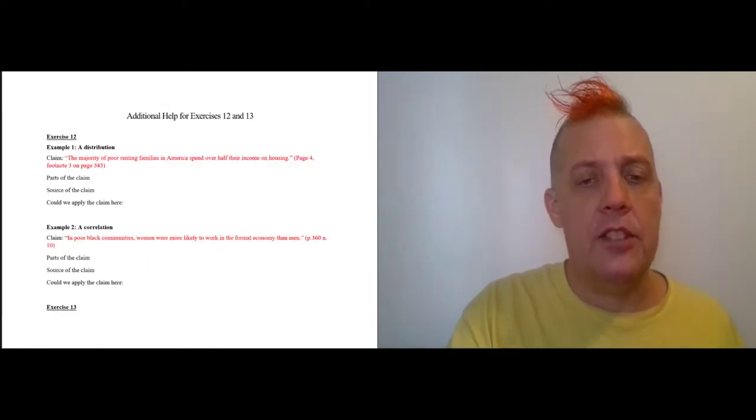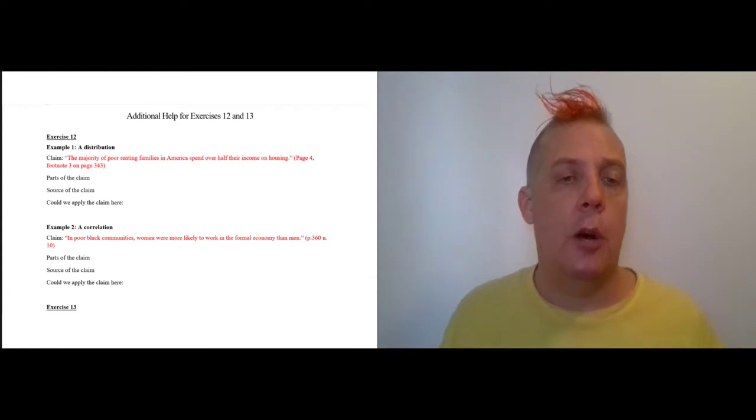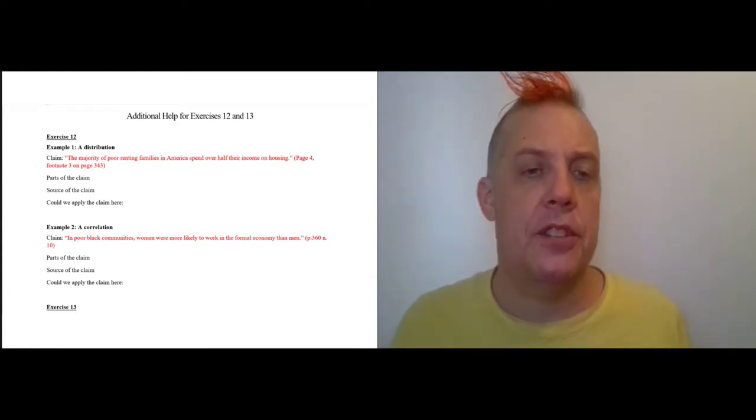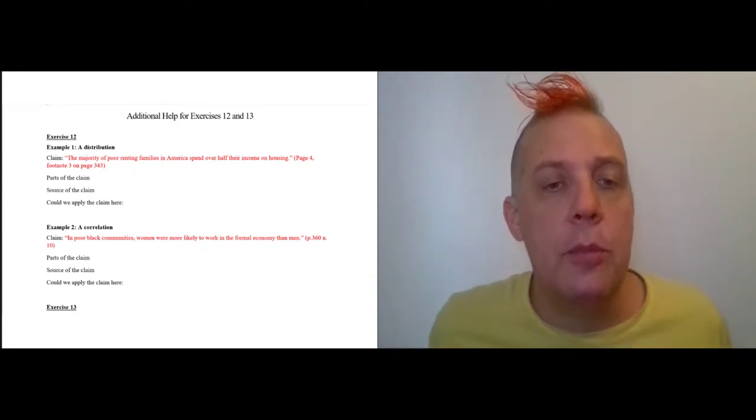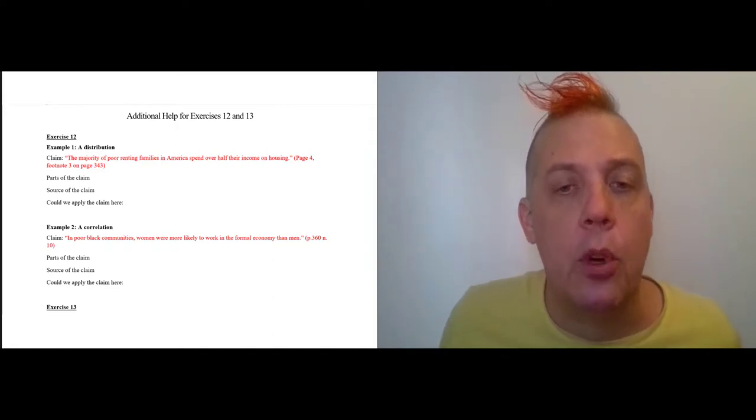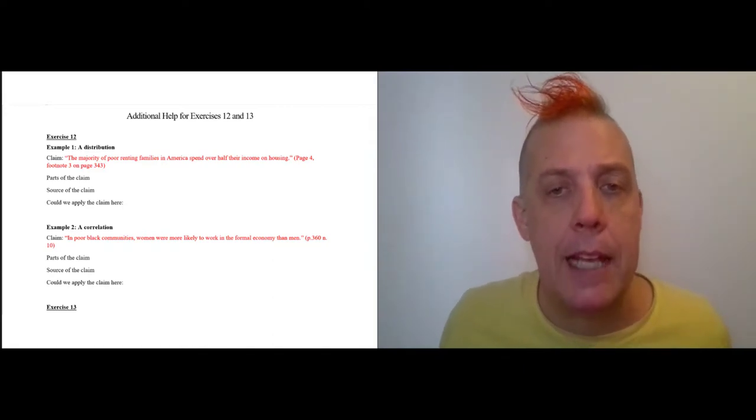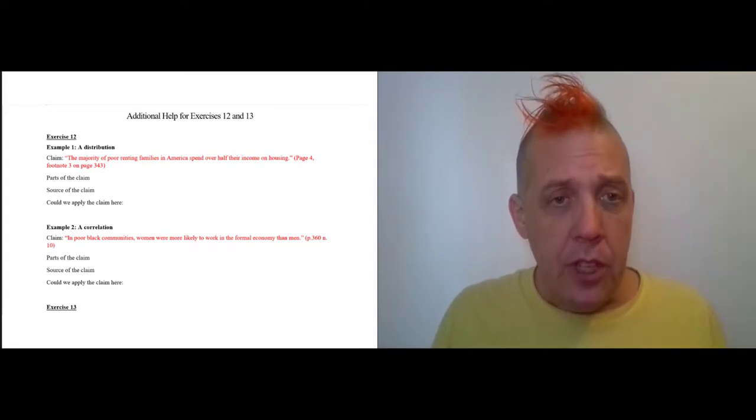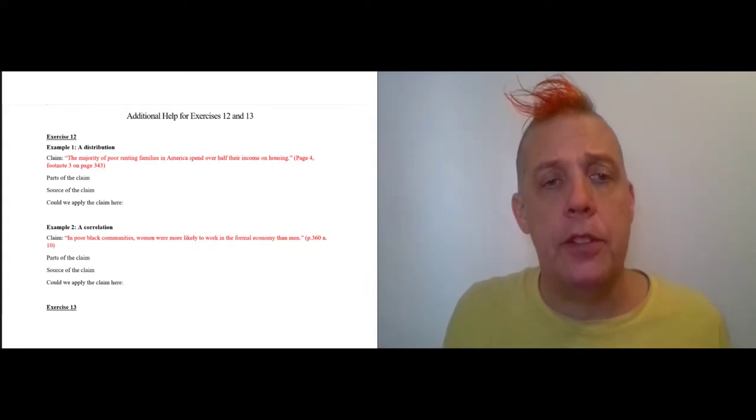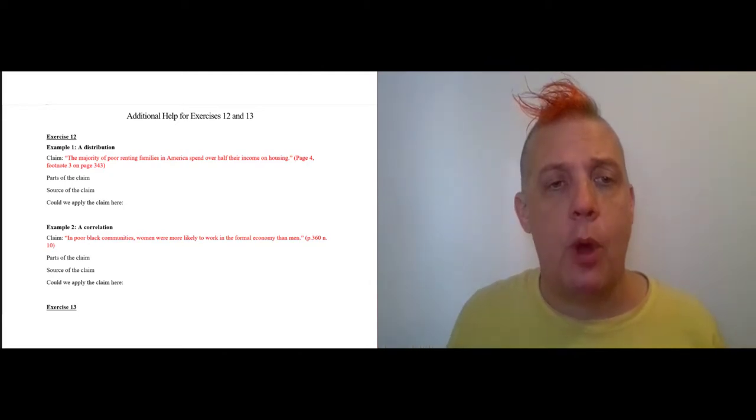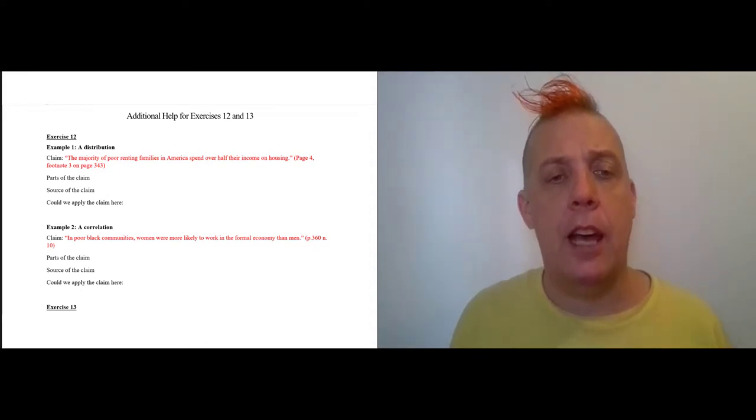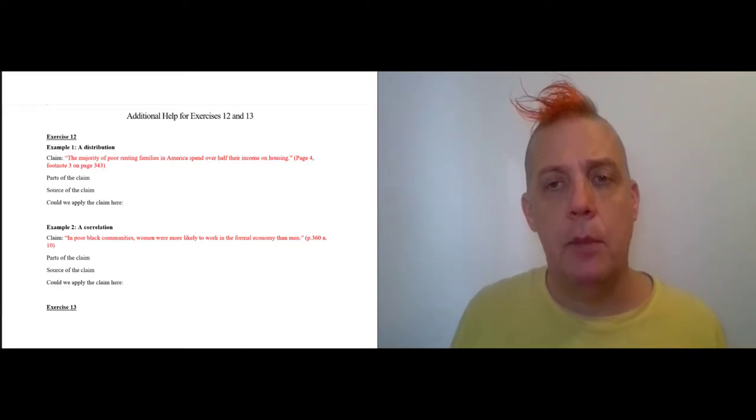And then I've got an example of a correlation, which is this statement here. In poor black communities, women are more likely to work in the formal economy than men. So I'm going to run through both of these. First, looking at the stuff you want to do for exercise 12, identifying the parts of the claim and the source of the claim, and then run through them again in exercise 13 and look at the correlation diagram.